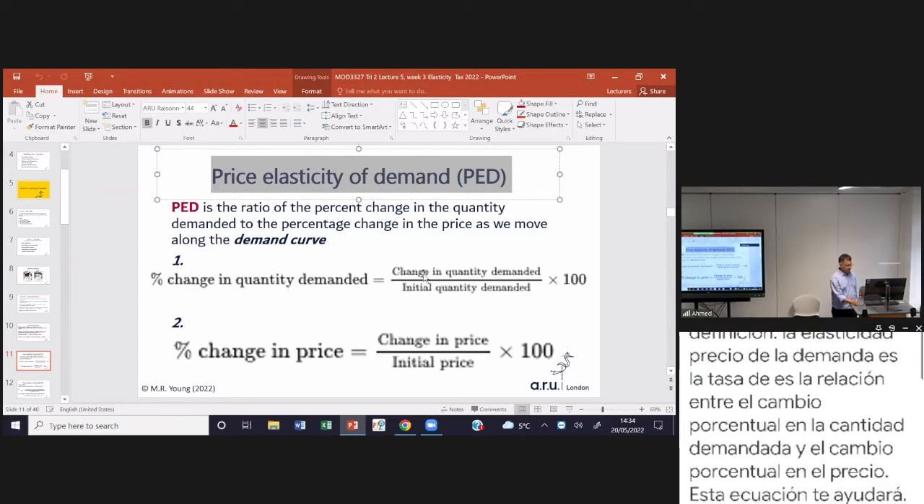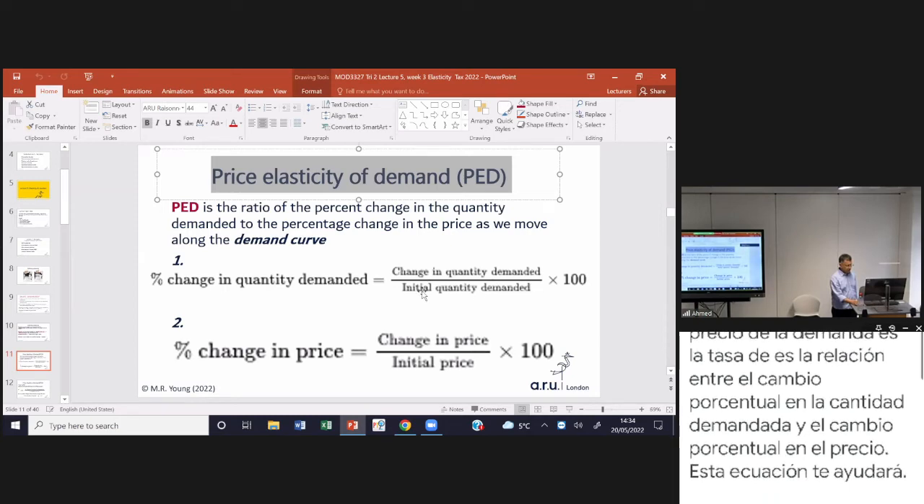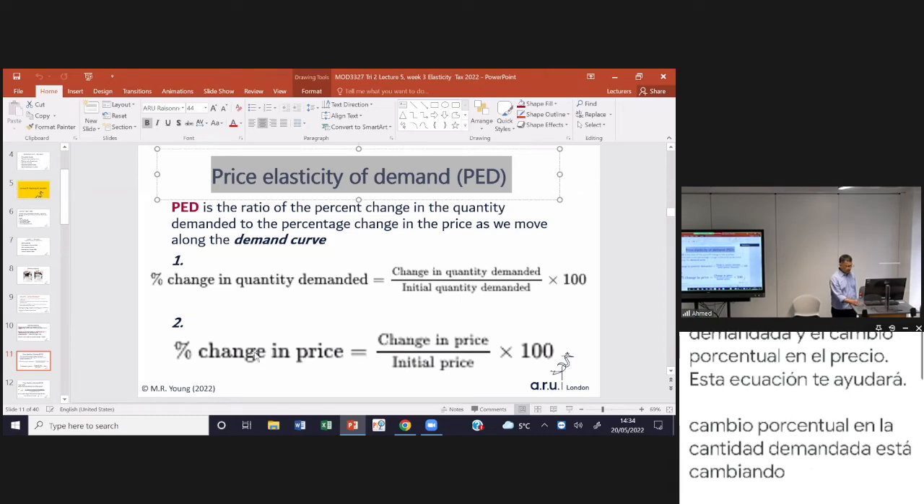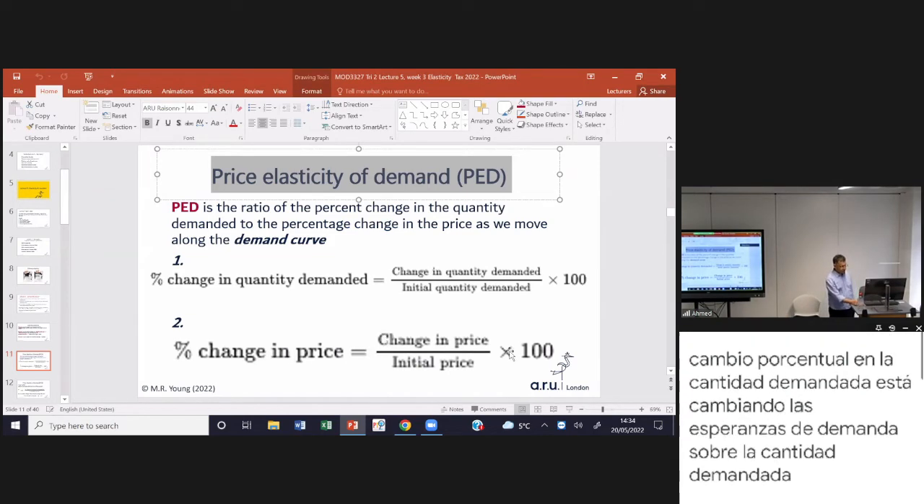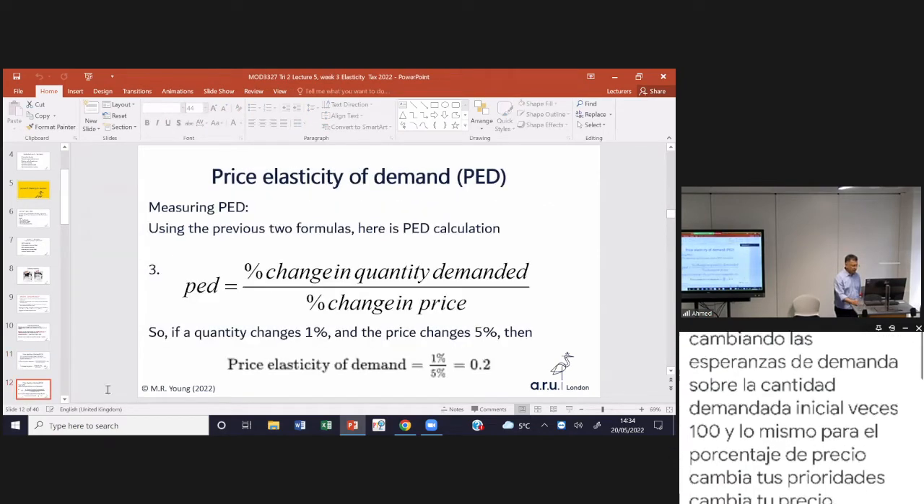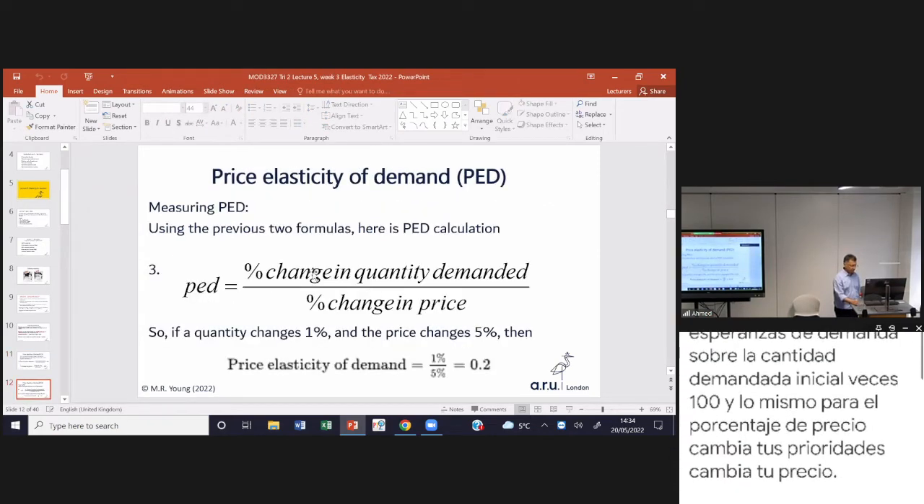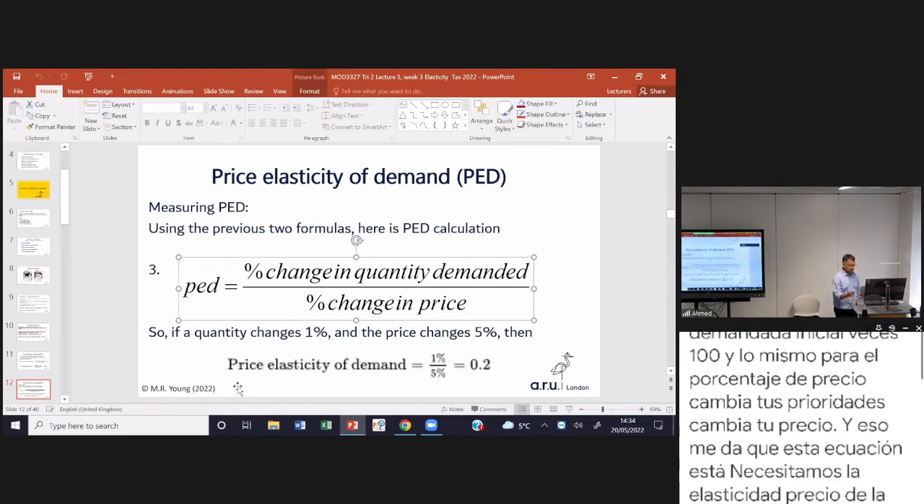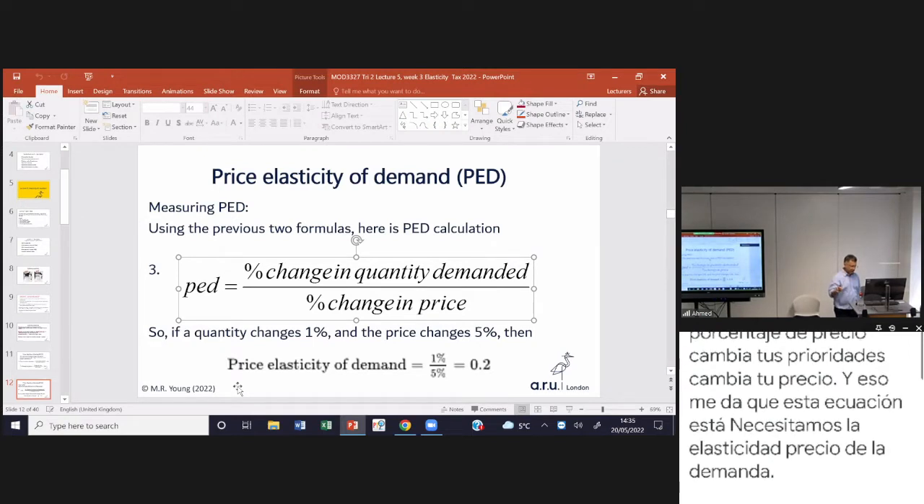Percentage change in quantity demanded is the change in quantity demanded over the initial quantity demanded times 100, and the same for price. Percentage change in price is the change in price over the initial price, multiplied by 100, and that gives me this equation, the one we need. The price elasticity of demand is the percentage change in quantity demanded divided by the percentage change in price.